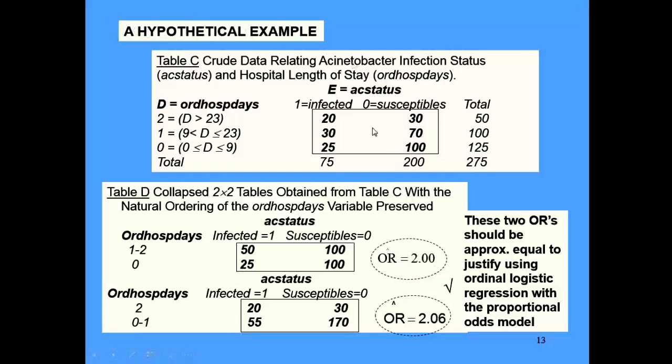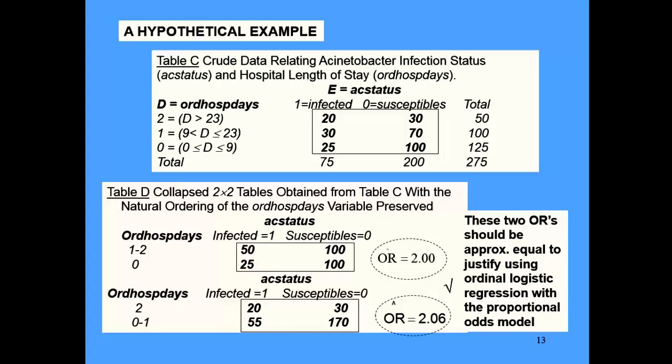If you took this table and you split it up into the two sub-tables that I did before by combining things the same way, 30 and 20 or 50, 30 and 70 or 100 versus 25 and 100. I'm doing the same thing, but now I have a different set of data. If I do that and compute those two odds ratios, what do you notice? They're very close, 2 and 2.06.